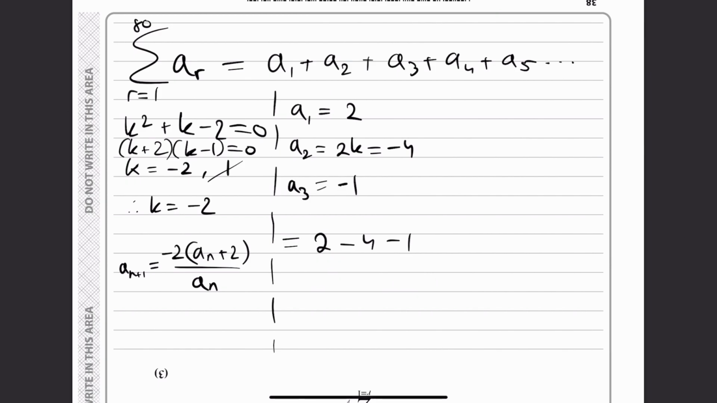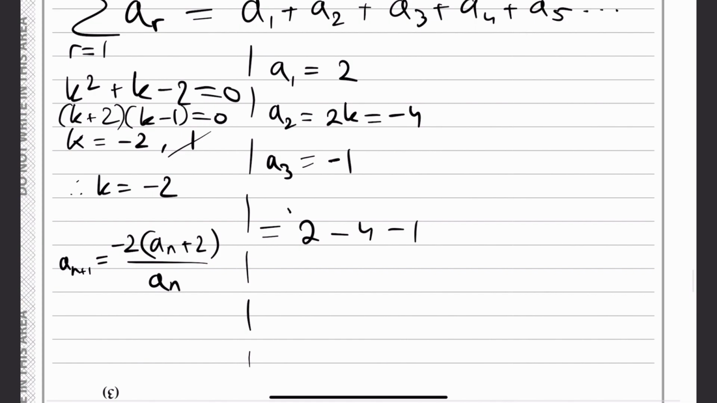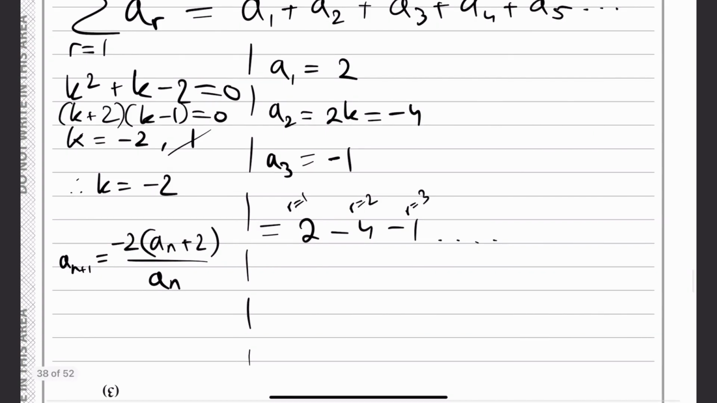Basically, I'm just going to label each one. R is 1, R is 2, R is 3. And this structure is going to continue. So whenever R is 1 more than a multiple of 3, it's going to be 2. Okay, there we go. So if R was 76, this is 1 more than a multiple of 3, so it's going to be 2 minus 4 minus 1.